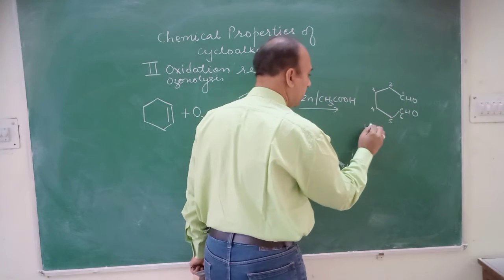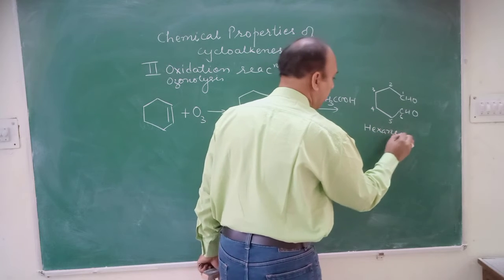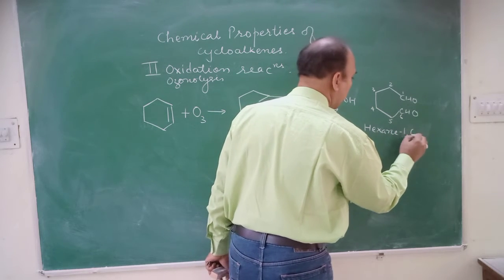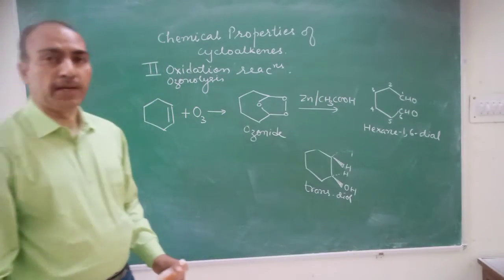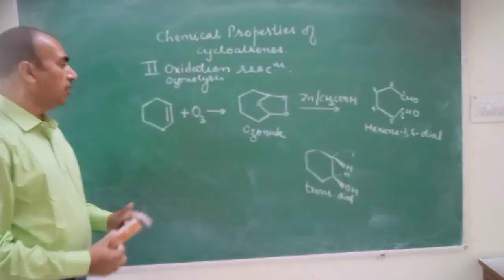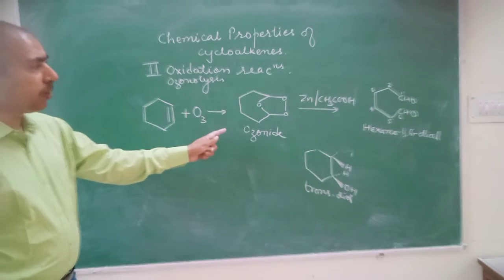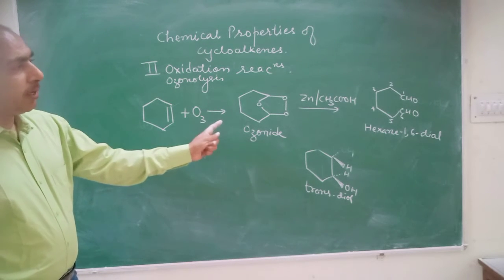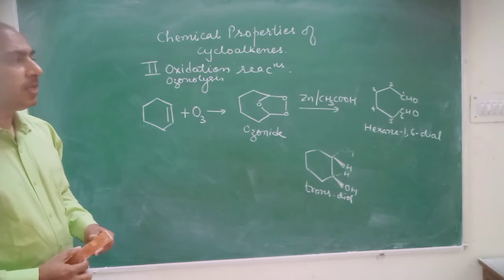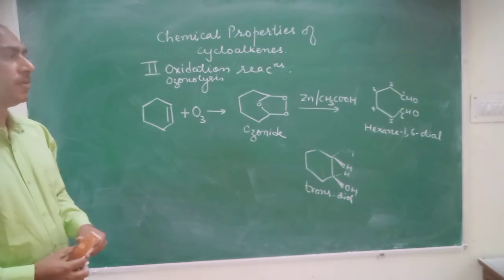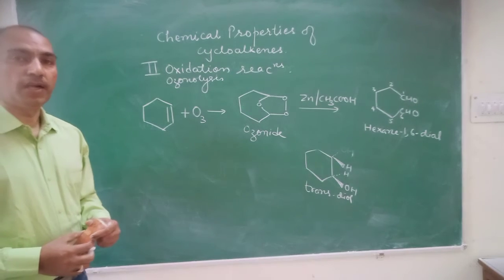It is hexane 1,6-diol. A dialdehyde compound is being developed by ozonolysis. In this way, ozone first forms an ozonide, and this ozonide on hydrolysis with zinc and acetic acid is converted into a diol compound, that is hexane 1,6-diol. This was all about oxidation reactions.